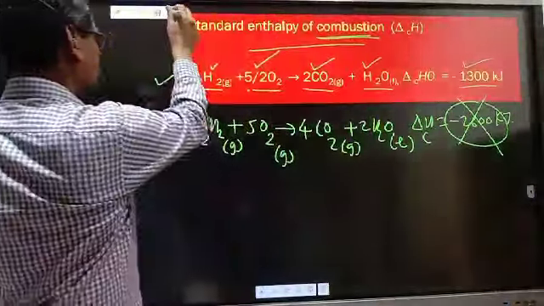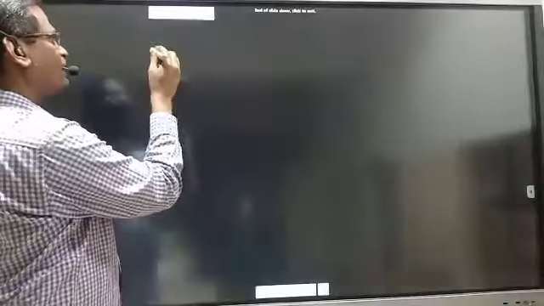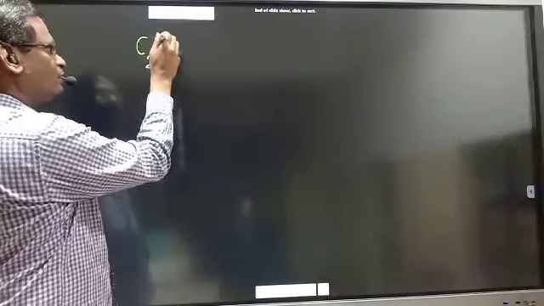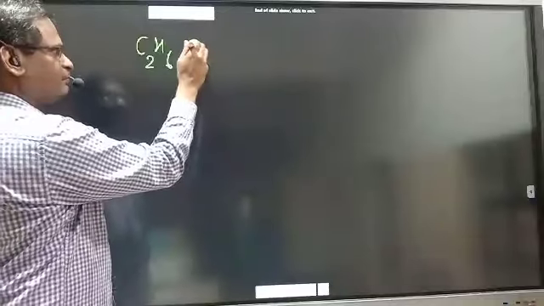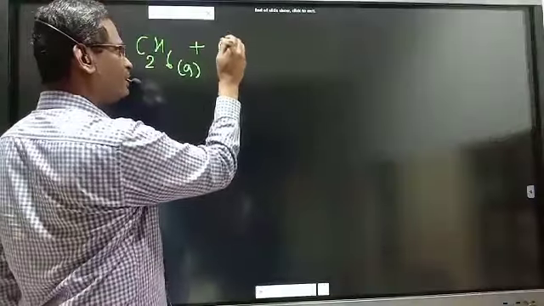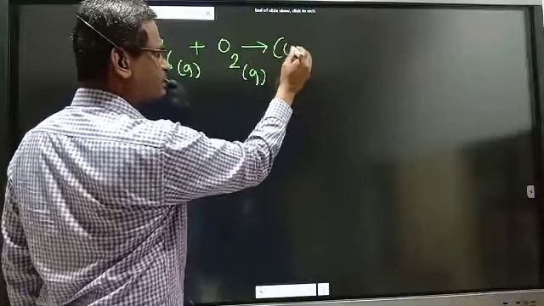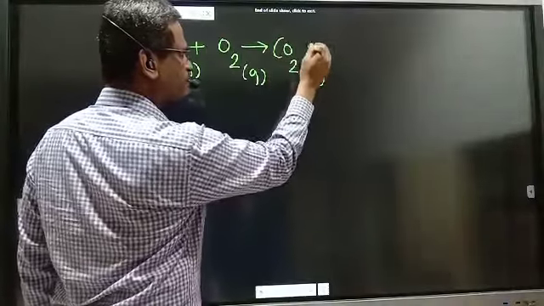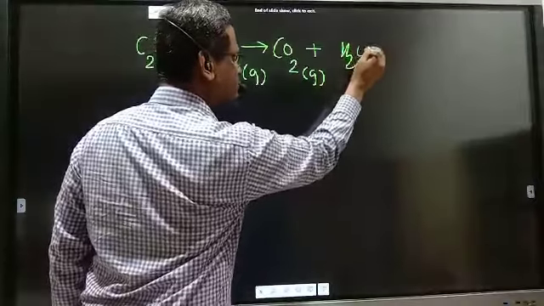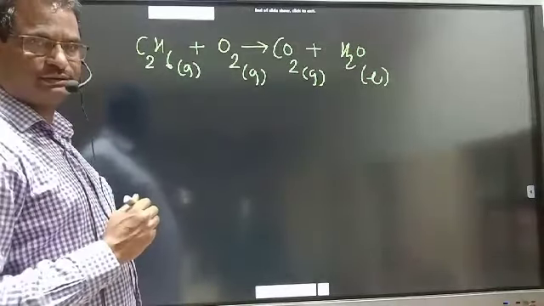See one more example. Suppose instead of acetylene, we have ethane gas. How to balance the reaction? C2H6 gas plus oxygen, since any substance undergoes burning in presence of oxygen. So oxygen gas. Always write the stable oxidation products. First one CO2 gas plus second is H2O liquid.